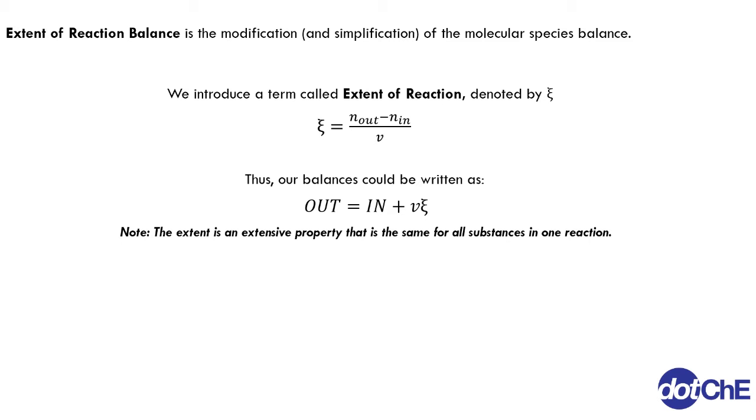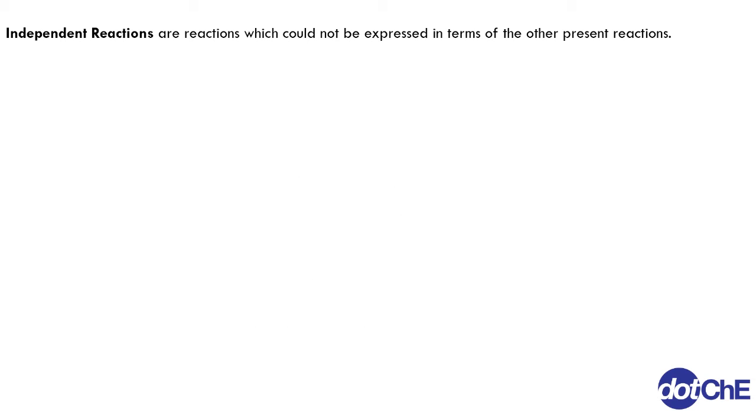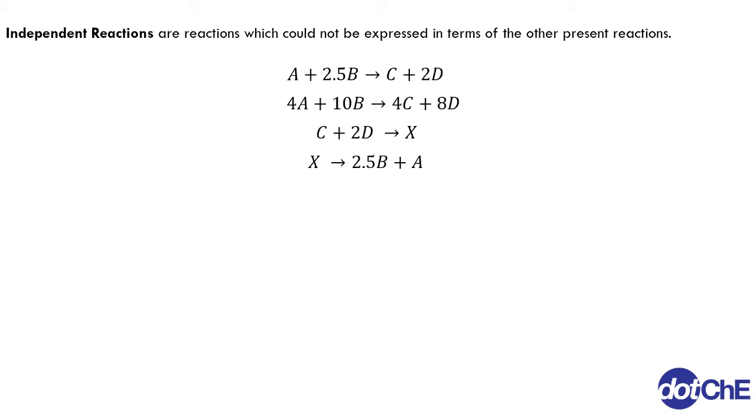Now our DOF for this balance is unknowns plus independent reactions minus independent species minus other constraints. Now you may ask me, Spency, what is an independent reaction and an independent species? Well, independent reactions are reactions which cannot be expressed in terms of other present reactions. Okay, this might prove difficult, so let us illustrate using four theoretical equations. Now let's consider the first two equations. We know that the second equation is just 4 times the first. So for these two equations, we could only consider one of them to be an independent reaction.